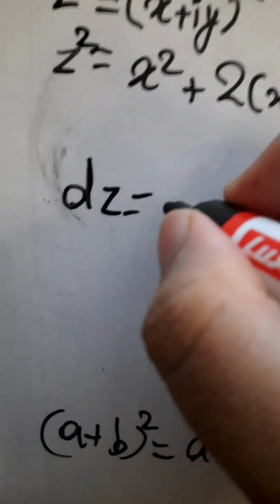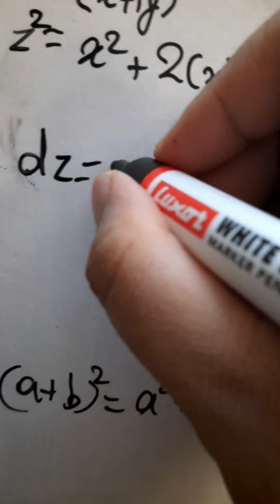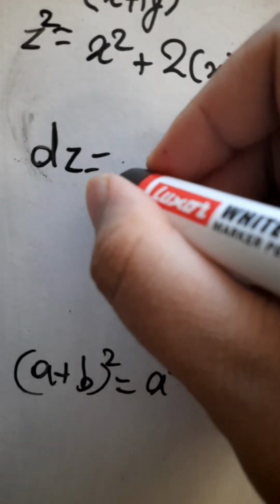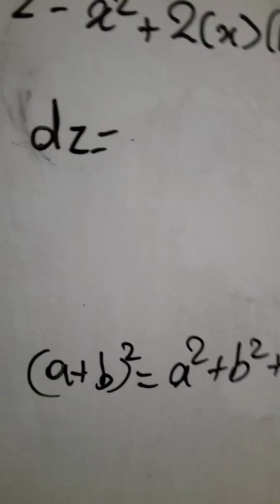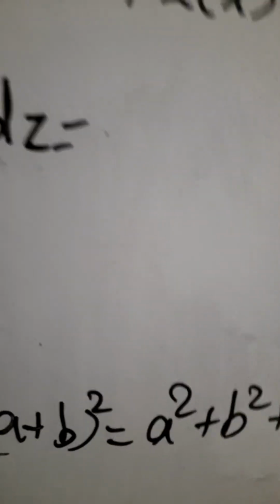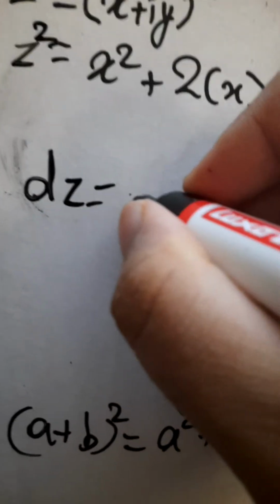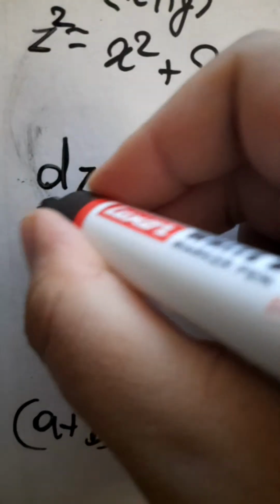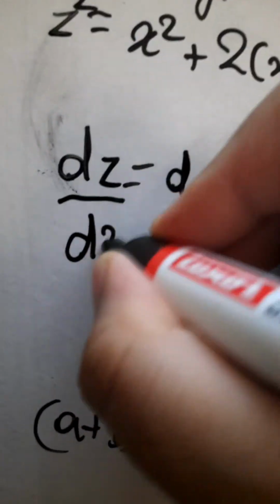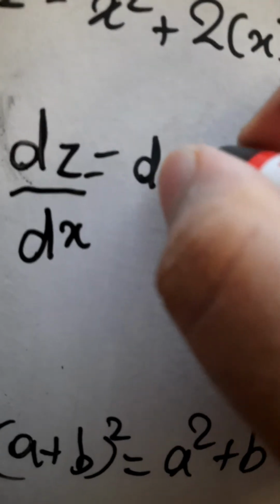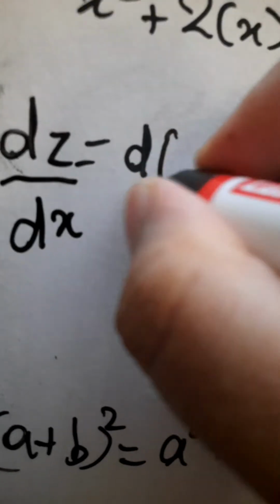Now dz would be, wait a second. So z is, first thing, z is x plus iy, right? Wait a second. Let's take dz by dx, okay. So this would be, since this is x plus iy.